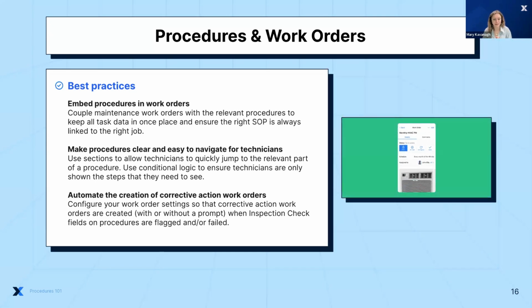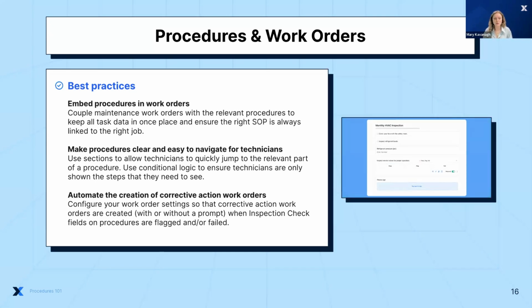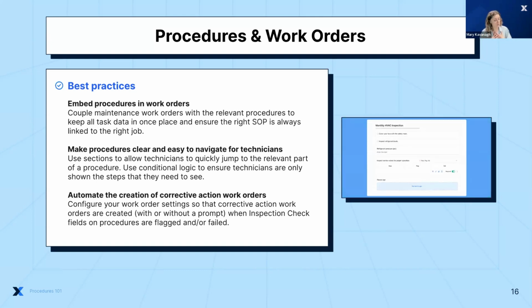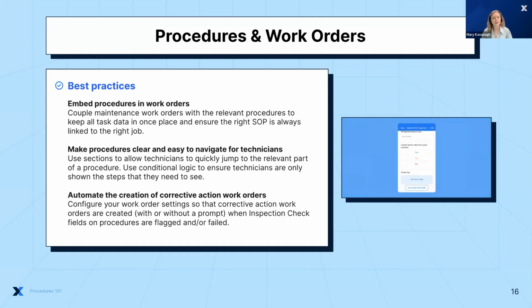And finally, we can automate the creation of corrective action work orders. We can configure our work order settings so that corrective action work orders are created with or without a prompt. You can have it both ways. My account has it with a prompt. You can have it go through automatically when inspection check fields on procedures are flagged and/or failed.